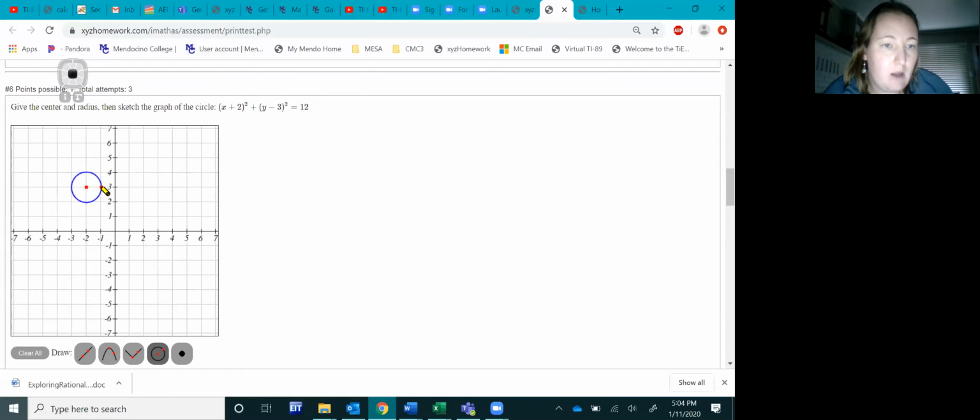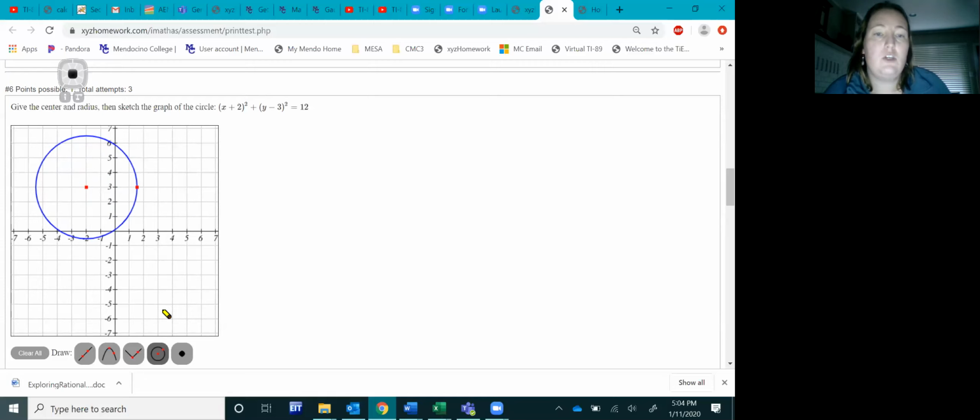So I'm going to do some other point on the circle. So 1, 2, 3.46, somewhere right around there. And it's a little forgiving, so don't stress the exact position. And if you get it wrong, try again.